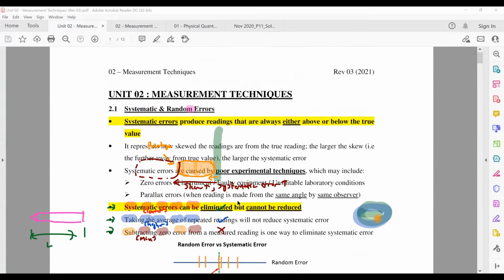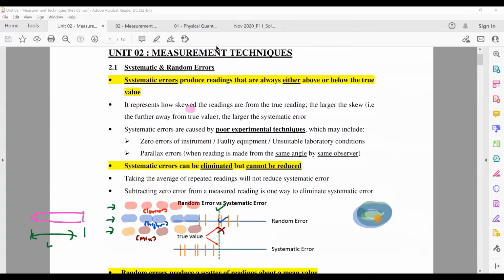Okay, that's what we mean by the second statement, that the larger your skewing from your true value, the larger your systematic error. Now, systematic errors are caused by poor experimental techniques. Poor experimental techniques are just your experimental fault. This one is dependent on your experimental skill. So when you say you have poor experimental techniques, this is actually caused by the experimenter's fault. But that one is not so important here.